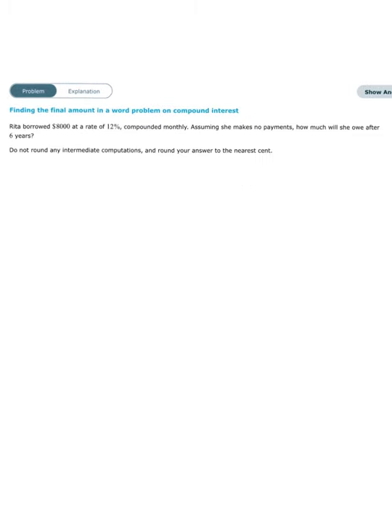Alright, the next problem. Rita borrowed $8,000 at a rate of 12% compounded monthly. Assuming she makes no payments, how much will she owe after 6 years? Do not round any intermediate computations and round your answer to the nearest cent. So again, we don't see the word continuous, but we do see this word compounded.